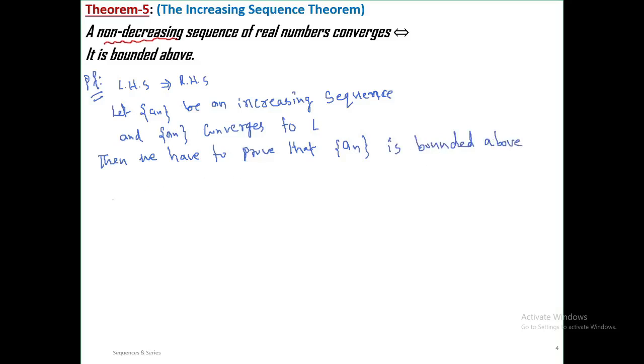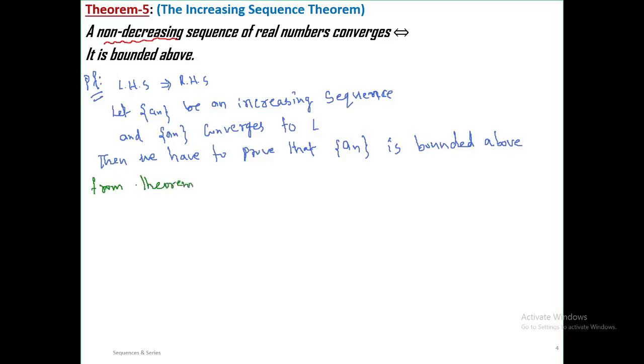Now let us proceed. What is given to us? An is an increasing sequence, and it also converges to L. So overall, what I can say is that a converging sequence is given to us. But you look at, from theorem number 4.